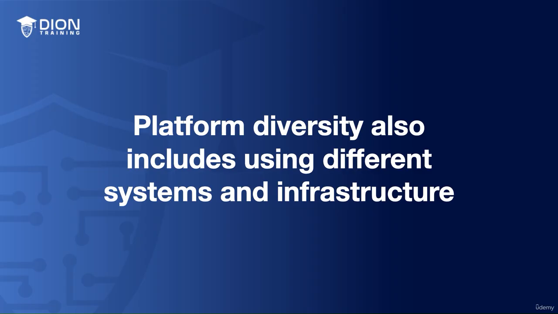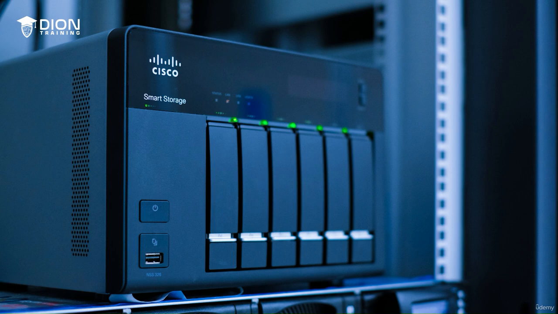Now, another type of platform diversity is going to involve using different operating systems or types of network infrastructure at your redundant sites than you would at your primary site. For example, if your primary site uses a Cisco-based network, your redundant site might choose to use a different router and switch provider. But why, you might ask? Doesn't that just complicate things?